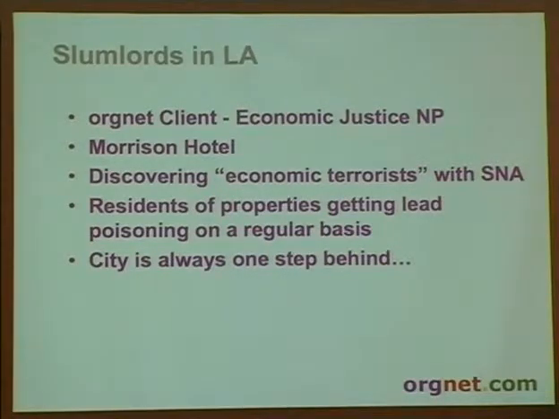How many of you have heard of the Morrison Hotel? Okay, so it's a record by The Doors, right? But it's an actual hotel, and it's still standing, and it's now one of these slum properties that's owned by this group of slumlords. And little children living in that building are getting lead poisoning all the time. And the city, LA, of course, doesn't support that.